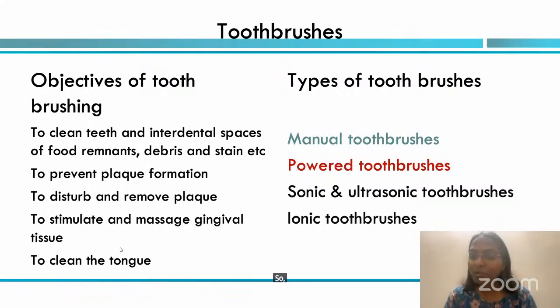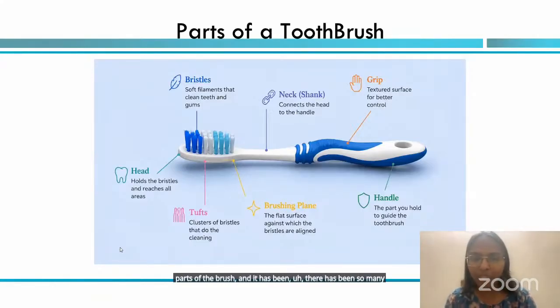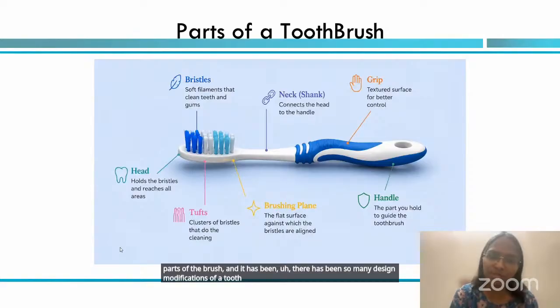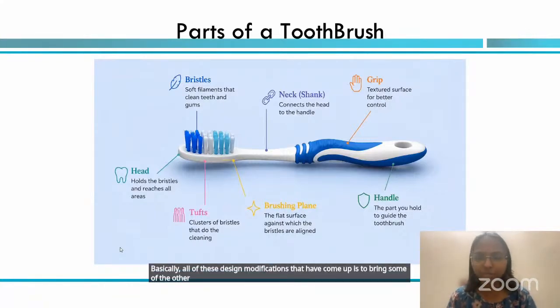And there are so many toothbrushes available, and we also see what the basic parts of the brush are. There have been so many design modifications of a toothbrush, from the bristles to the grip, to the handle, the head, and basically all of these design modifications have come up to bring some kind of adaptability in a particular case.